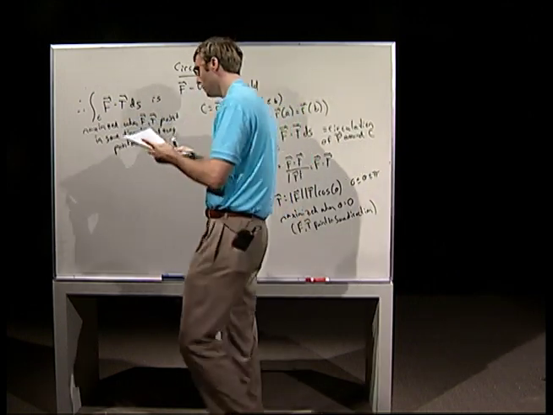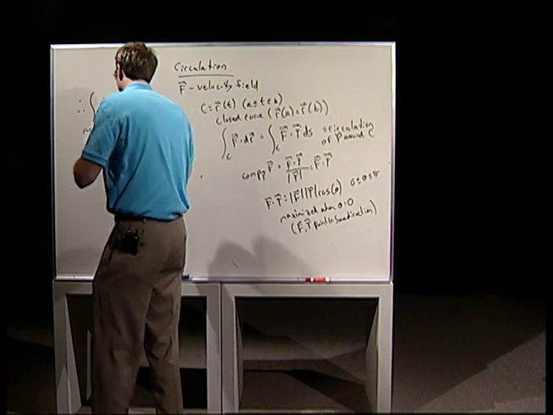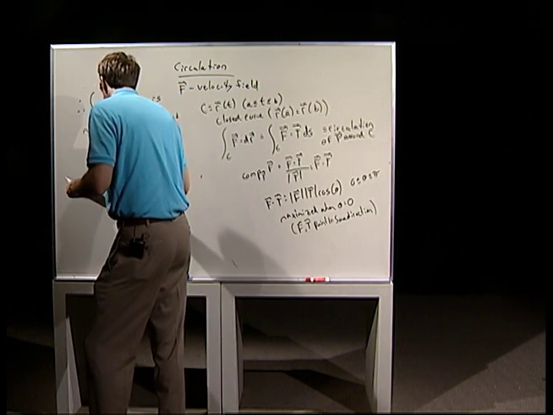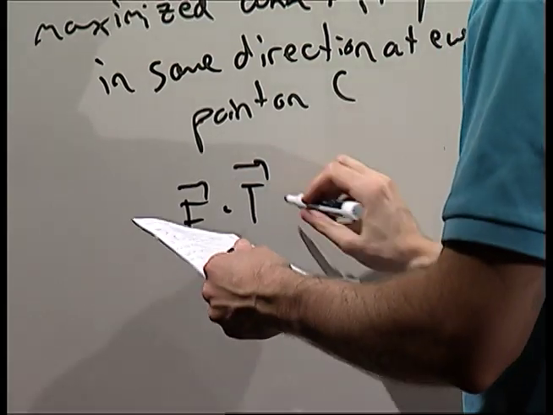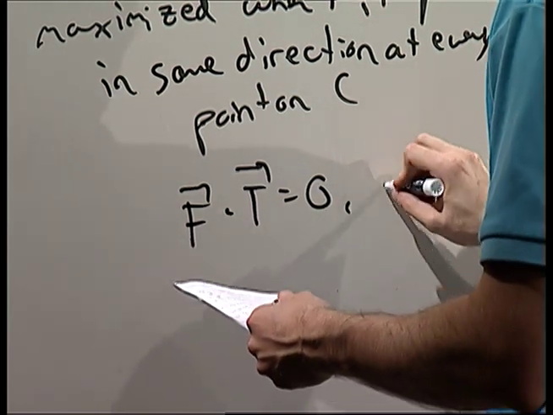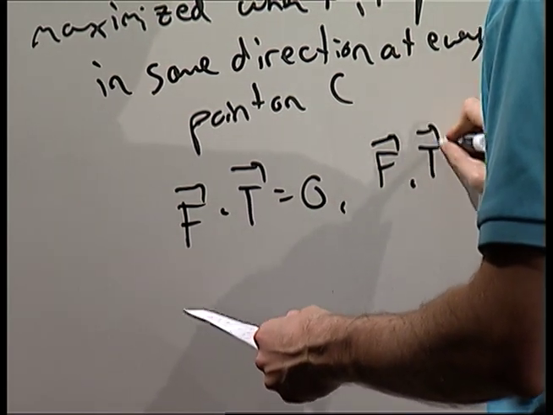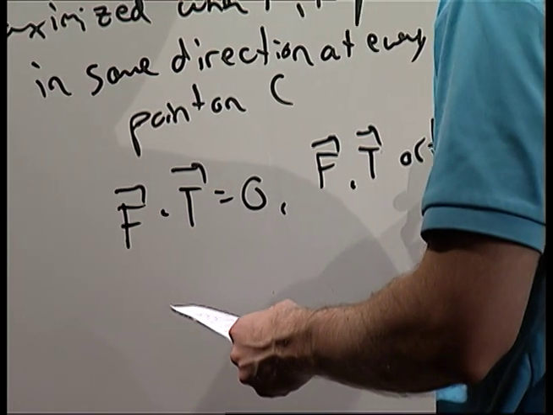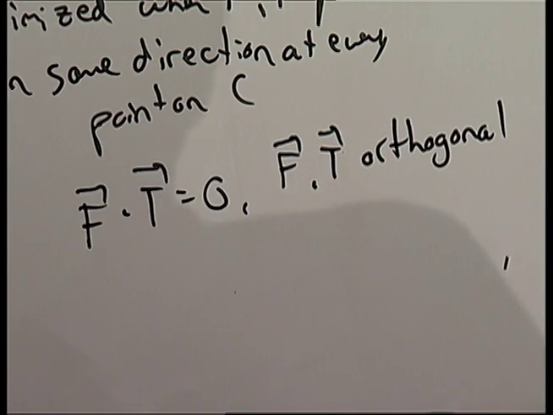So what about other things that can happen? Well, what if f dot t is 0? Then what you have is orthogonality. F and t are orthogonal.